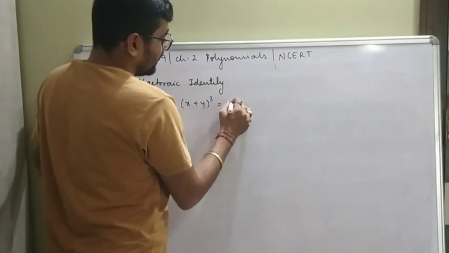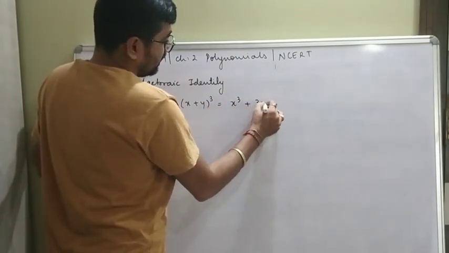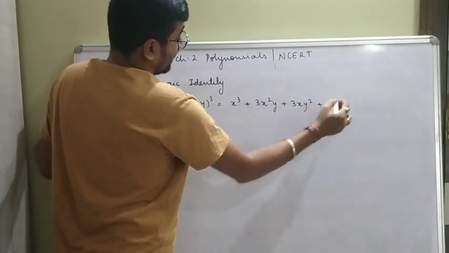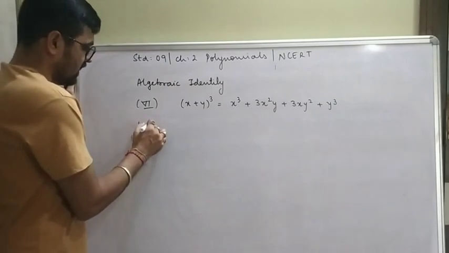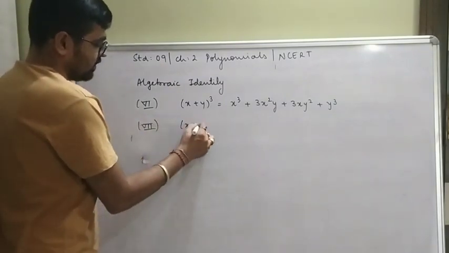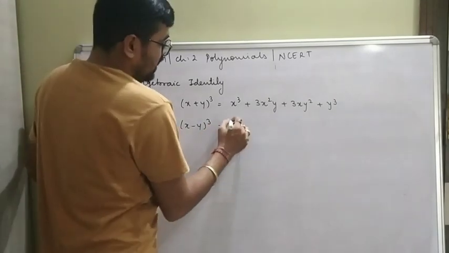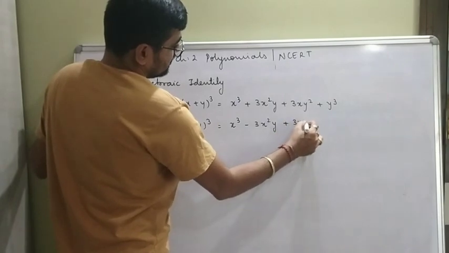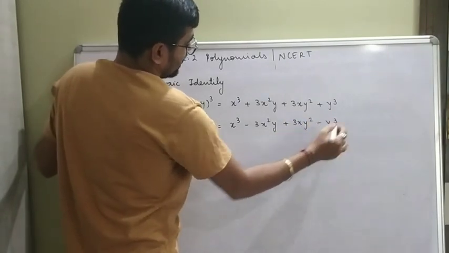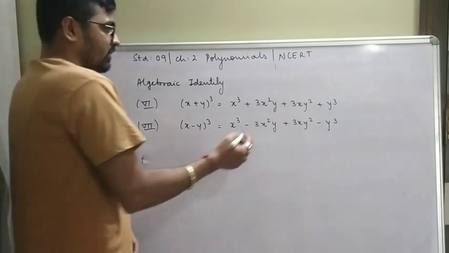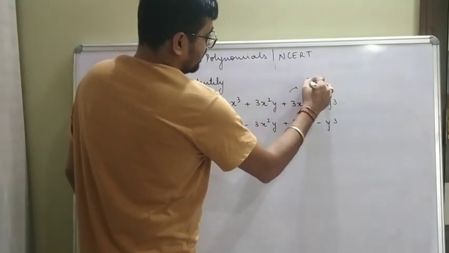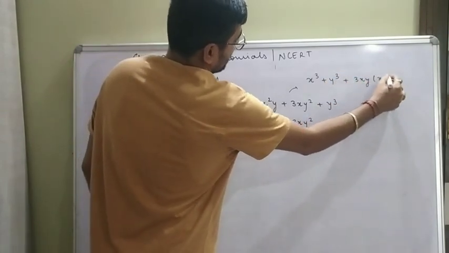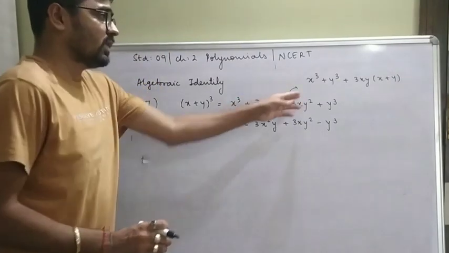x plus y whole cube can be written as x cube plus 3x square y plus 3xy square plus y cube. Similarly, the 7th one will be simply x minus y whole cube, and it can be written as x cube minus 3x square y plus 3xy square minus y cube. Some people write it in different ways. This identity can also be written as x cube plus y cube plus 3xy into x plus y. So it's all the same thing.